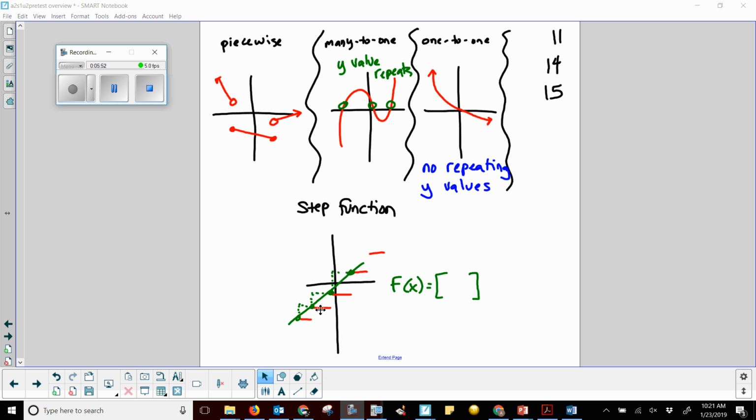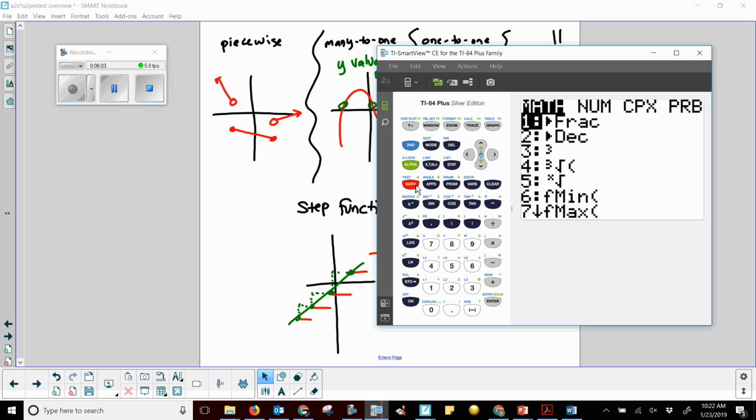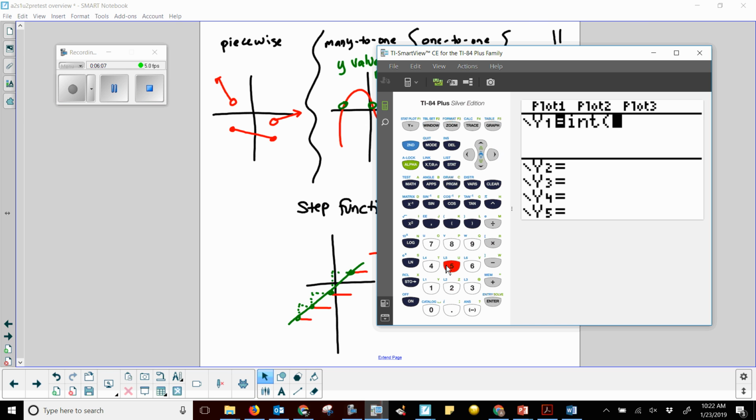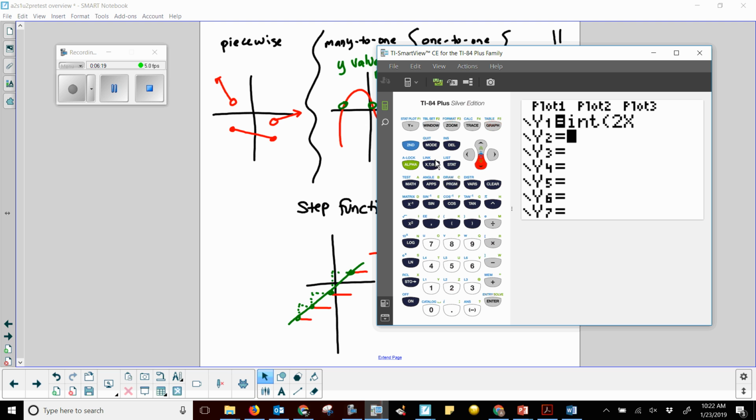Step functions look like a staircase. Let me show you how to put these in the graph. If you hit the math button and then go over to number, you see this int right here. That's saying I have an interval, and let's say it's 2x or whatever, and it'll actually graph your little stair step.